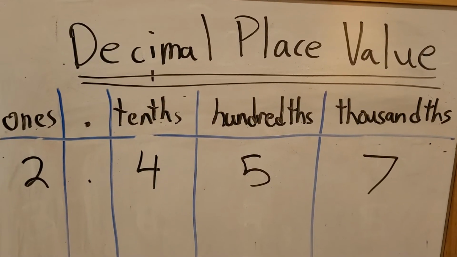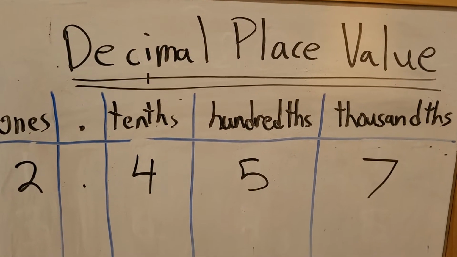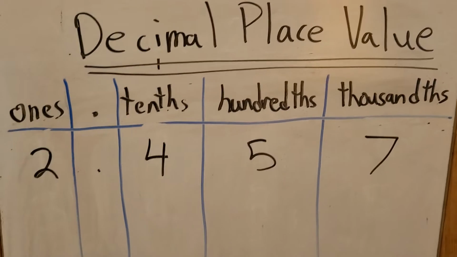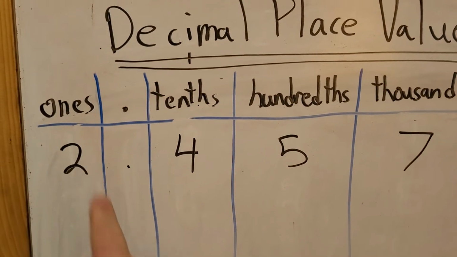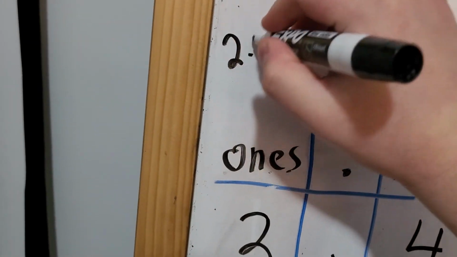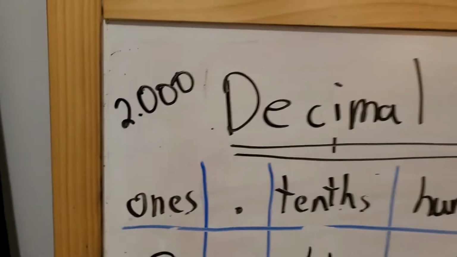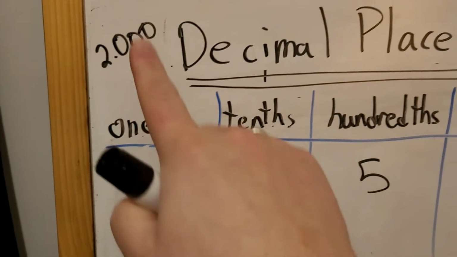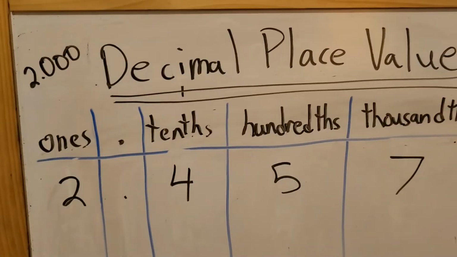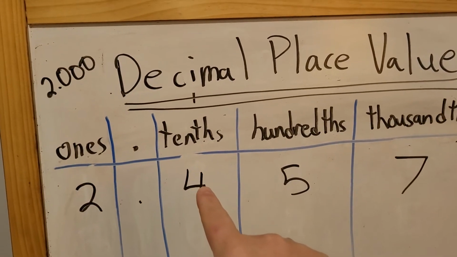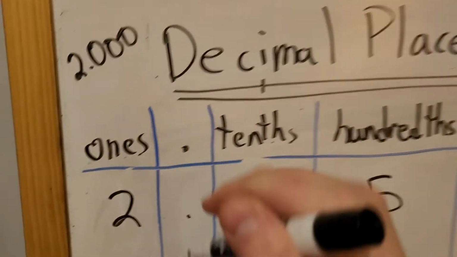Okay, let's talk about decimal place value today. What do each of these numbers mean? What's the 2? Well, 2 is equal to 2.000. The 2 is 2. That one's pretty easy. What about the 4? Well, the 4 is actually 4/10.